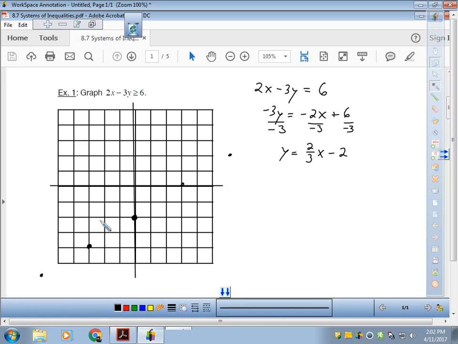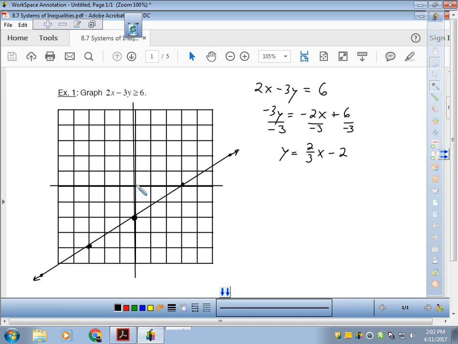And we need to decide, when we connect these points, do we do it with a solid line or a dotted line? Because there is an equal to, we are going to do a solid line. So I'm going to draw a solid line connecting these points together, and I will put arrows on the ends to indicate that it does keep going. So that solid line divides the coordinate system into two half planes. There's one up here above the line, and then there's another one down here below the line.